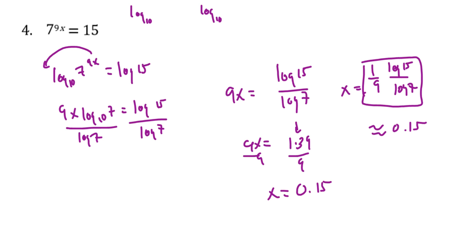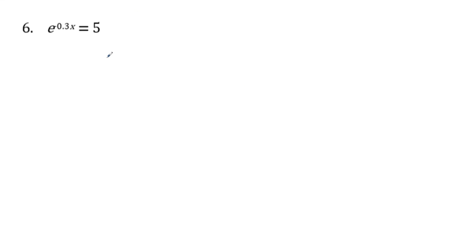All right, so let's go ahead and do the next one. So here we're going to have a natural log situation. And again, I could apply any log of the same base. So if I'm going to do that, and I have e, Euler's number, involved, I'm going to go ahead and do ln of e^(-0.3x) is equal to ln 5.